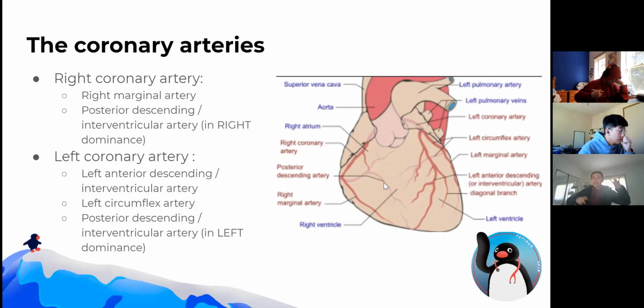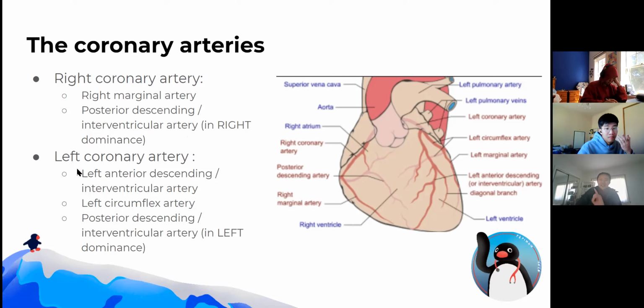And hopefully you guys have talked about right and left dominance in anatomy. That's basically just talking about which artery, right or left, supplies the posterior descending interventricular artery. And there's also the left coronary artery. Oh, is it intraventricular or interventricular? I think it's intra. Okay, I'll fix that later. It was inter. I can't remember.